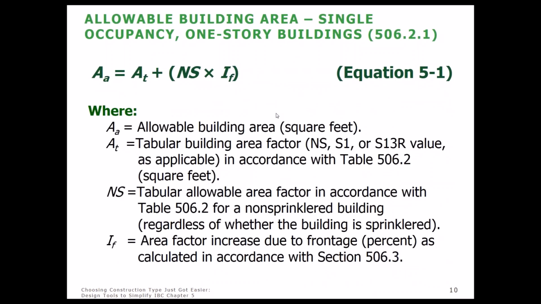Just as we have 3 main tables, we have 3 main equations. First one, very simple, single occupancy, one-story building. Here it is. So here's your allowable area for the single story. The tabular building area factor from that table we just looked at. And then we also pull from that table the non-sprinklered value and take that times the frontage increase factor, add it to the building area factor from table 506.2.